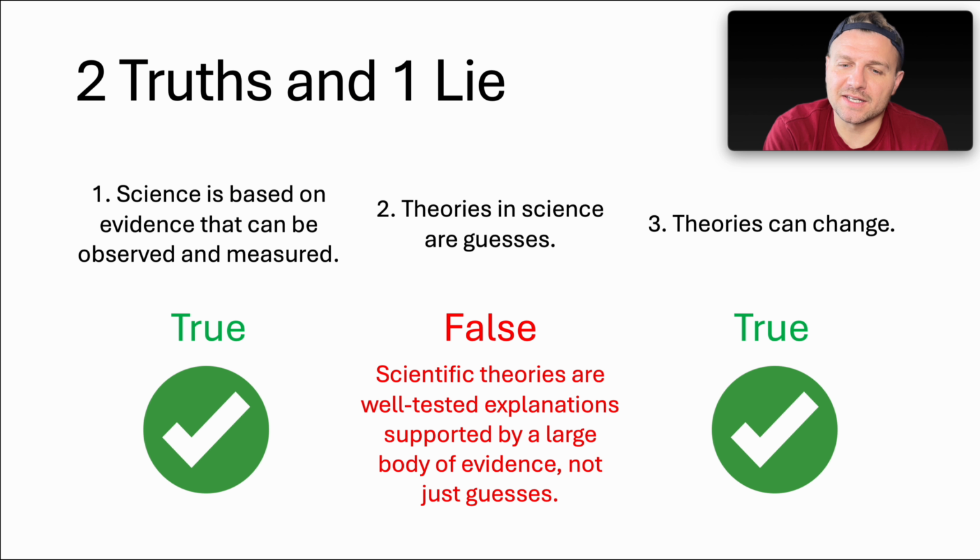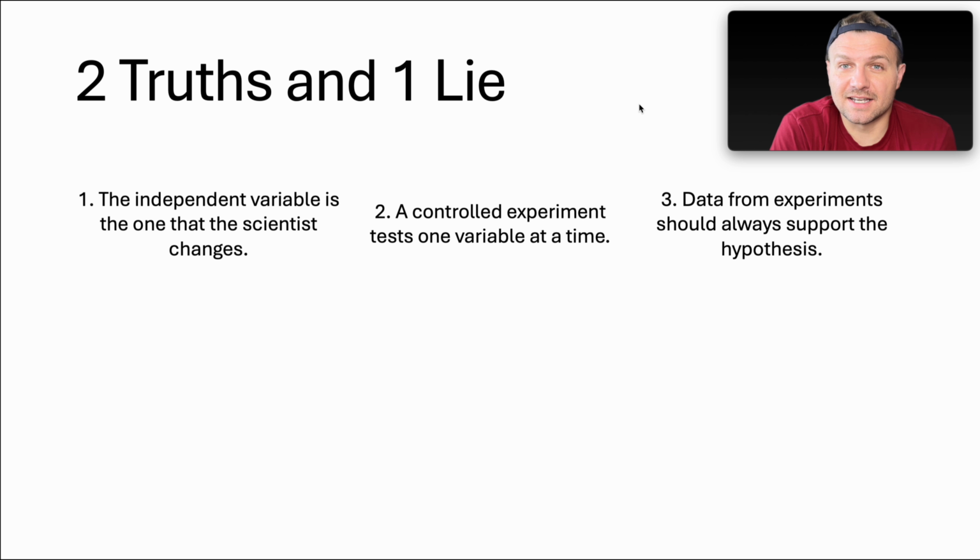Number 2 is incorrect because theories in science aren't just guesses. Theories are well-tested explanations with massive amounts of evidence that support the claims and the explanations behind them. Here's our next set of statements.